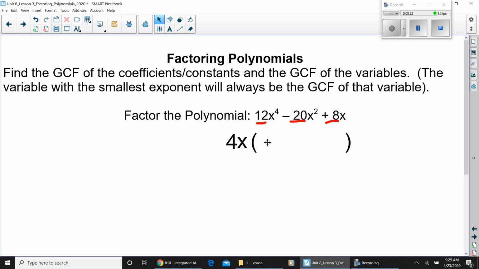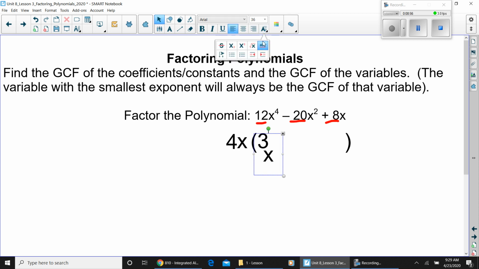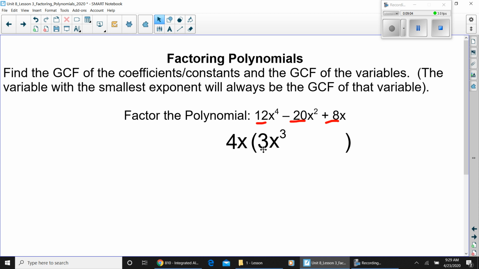So I have this 4x out here. Now I have to ask myself, all right, what times 4 equals 12? Right? What times this 4 equals 12? If you said 3, you're correct. But what times the x equals x to the fourth? Right? So if you have x times x to the third, that equals x to the fourth. Now think about it. 4 times 3 is 12. X times x to the third is x to the fourth. This is good. Now we'll move on to the next one. And since it's a negative 20, I'm going to put that minus sign right there.